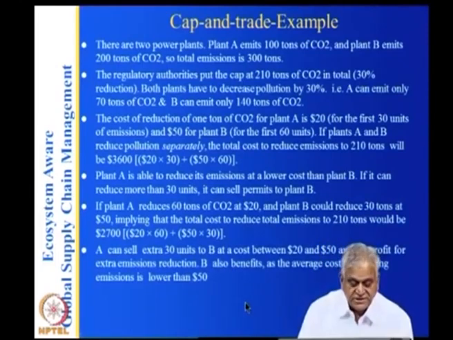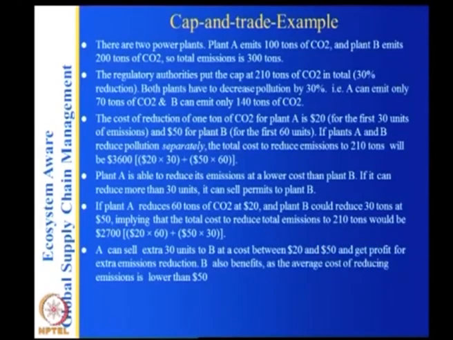Then A can sell the extra 30 at a cost between 20 and 50. Because B will not buy if it is 50, because it can reduce it itself. But on the other hand, A cannot sell below 20. So it has to be between 20 and 50, and A gets a profit for the extra emissions reduced. B also benefits, because the average cost of reducing emissions is lower than 50.